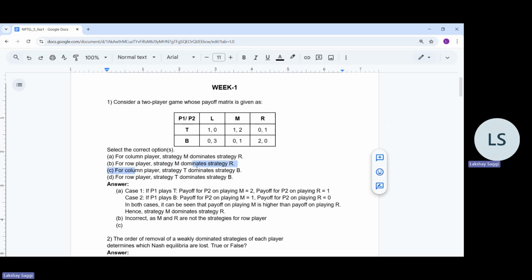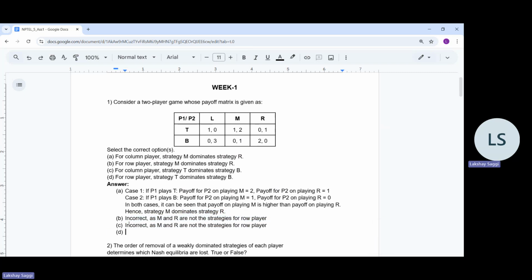Similarly, for column player strategy T dominates strategy B. This is again incorrect because for column player, the strategies are L, M, and R, not T and B. So this will be incorrect, as T and B are not the strategies for column player.